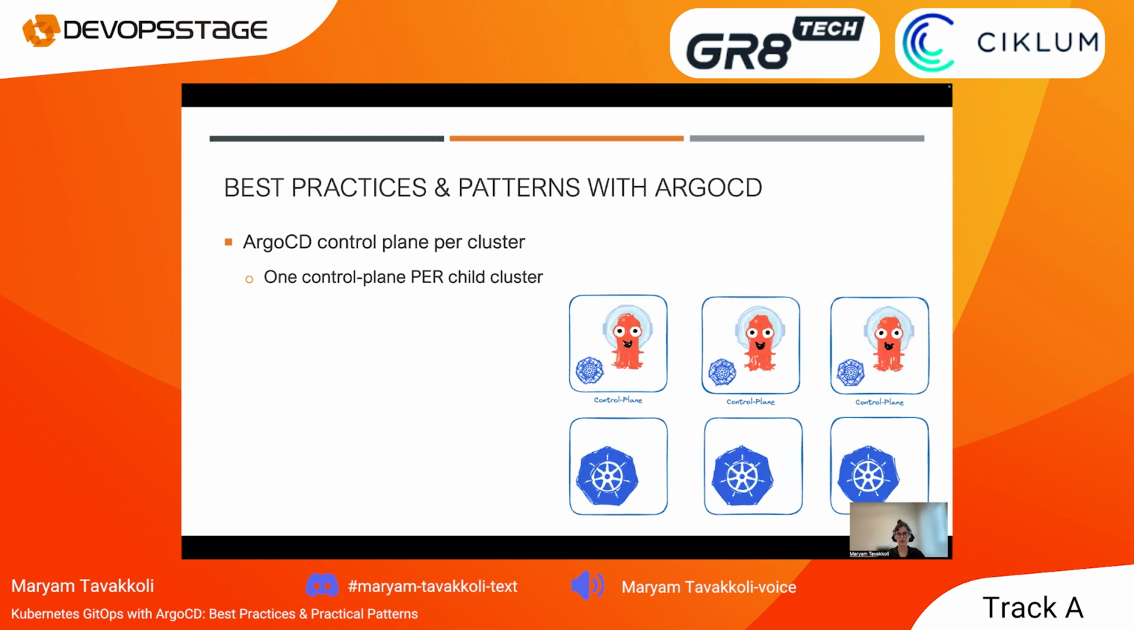The second approach could be that you connect one control plane per child cluster. Of course, it will increase the maintenance overhead for you since now you have more control planes that you need to manage. However, it also doesn't have that drawback of single point of failure. So again, for a small scoped project, this also would work.